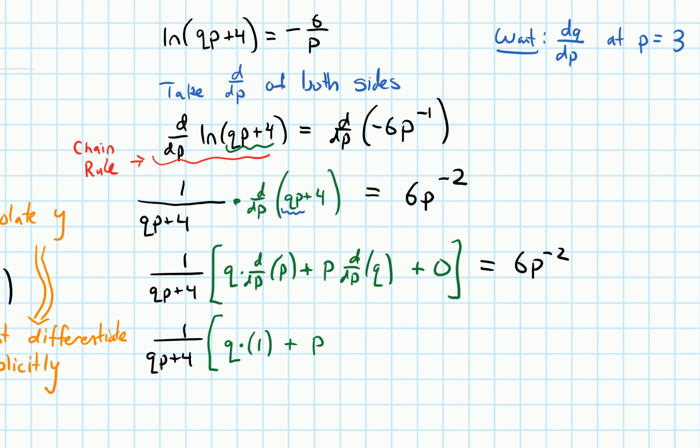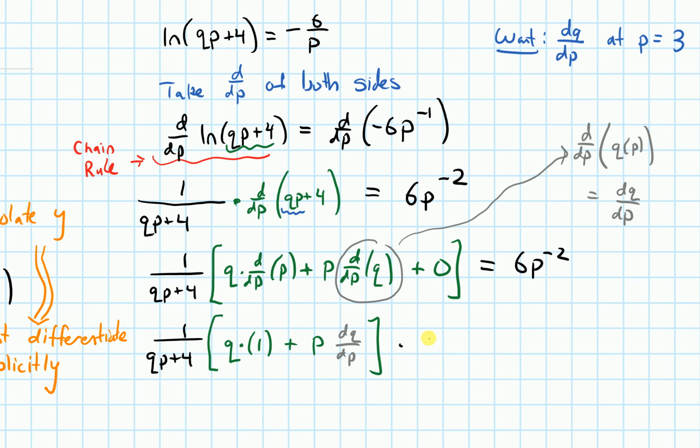So for this one, we have implicit differentiation going on. So remember, the way that we think about this is d/dp of, and then with q, we're thinking of q as a function of p. We've seen before now a couple times that this derivative is just dq/dp. That's how I write it. That's the derivative of q with respect to the variable p. Okay, so that is dq/dp. Let's close that bracket. And this equals 6p to the negative 2 on the other side.